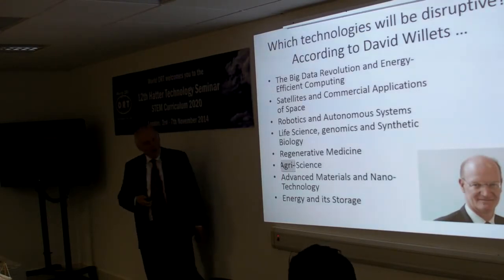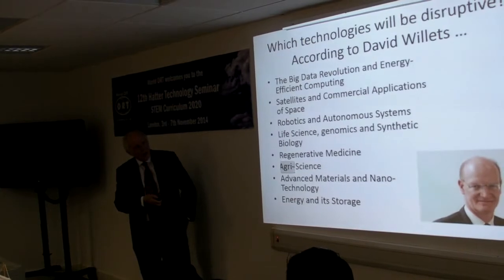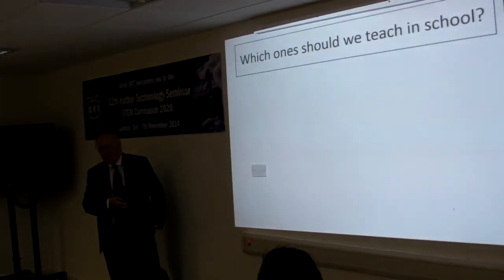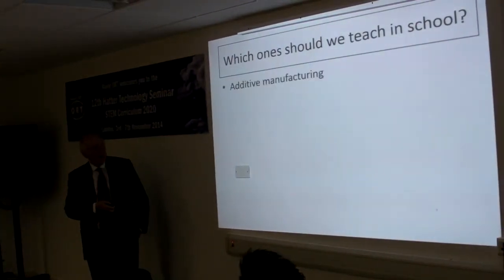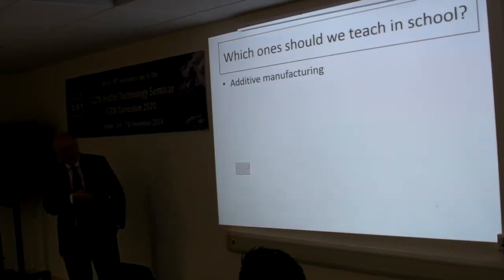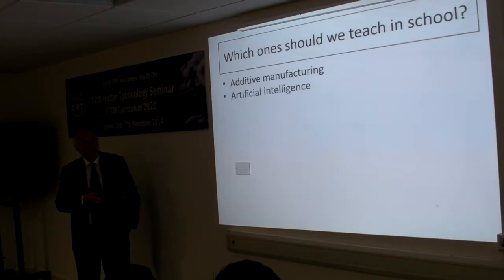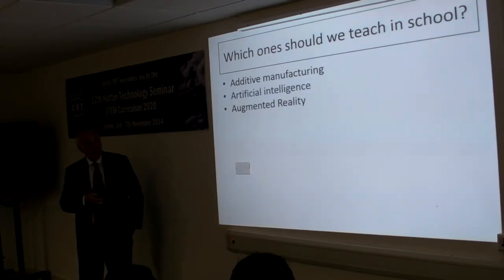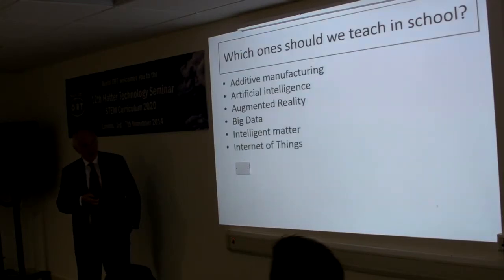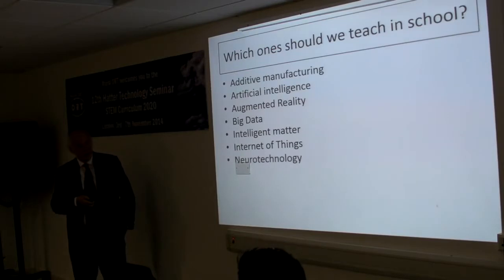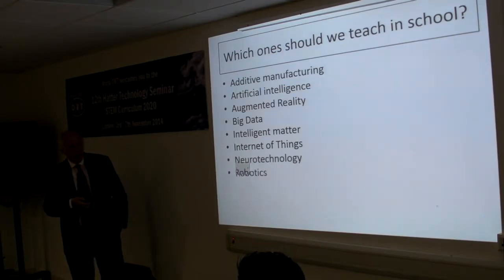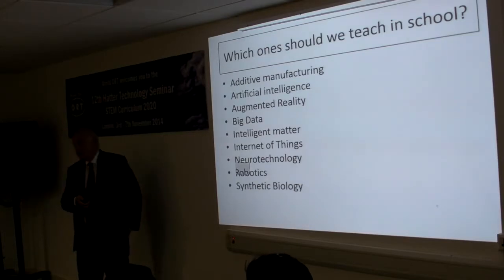Yeah? And what I and some colleagues thought was, what will we do in school? And this was the list we came up with. Additive manufacturing, and you're going to be doing some work on additive manufacturing, I think. Artificial intelligence, augmented reality, big data, intelligent matter, the Internet of Things, neurotechnology, robotics, and synthetic biology.